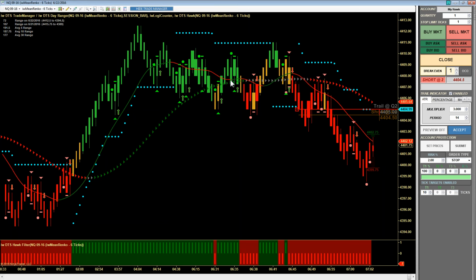Also, it was very early. I don't usually take a trade the first couple minutes of the day unless I get a very strong looking signal. And then sometimes I'll make the exception.